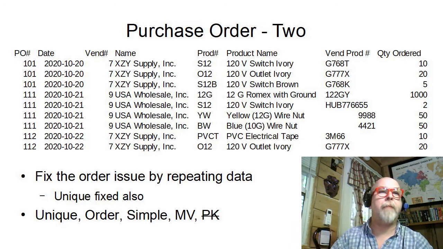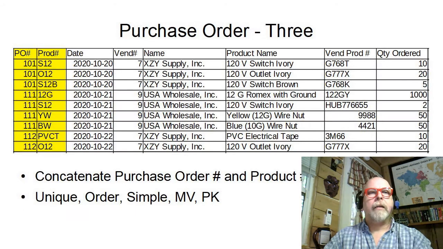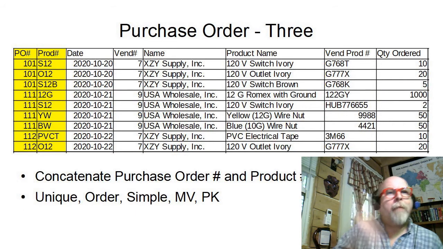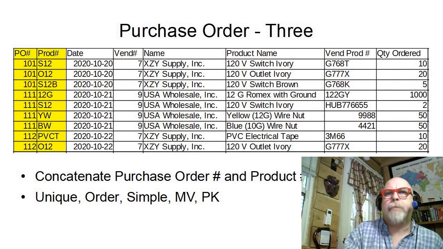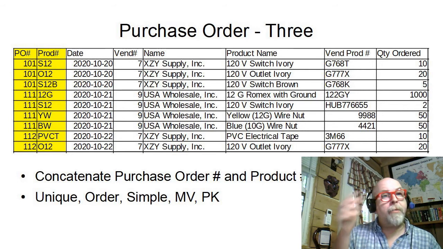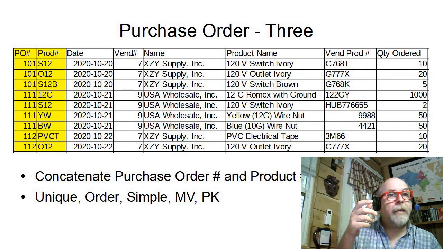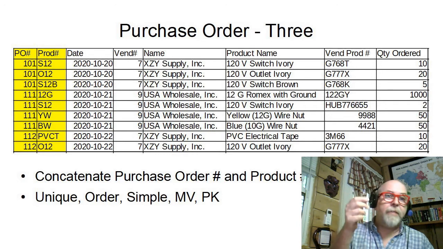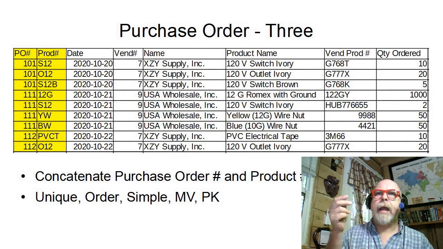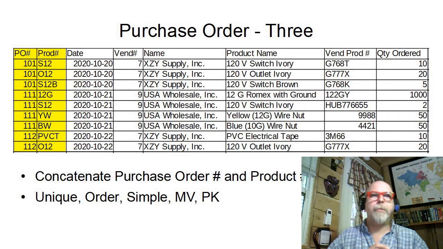I need to come up with a primary key. What would I use for a primary key? Well, I think I'm going to concatenate a primary key at this point. I'm going to take the purchase order number and the product number because the product only appears once on a purchase order, because we're buying 10 of these and 20 of those. And I'm going to say let's concatenate those as the primary key.